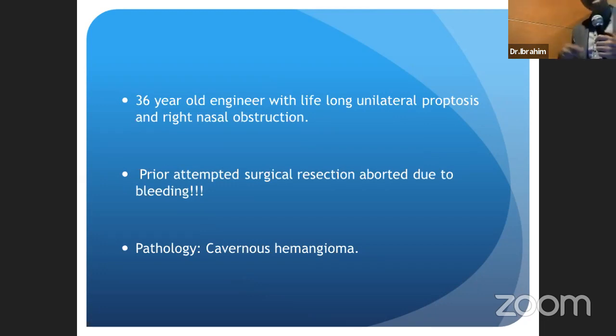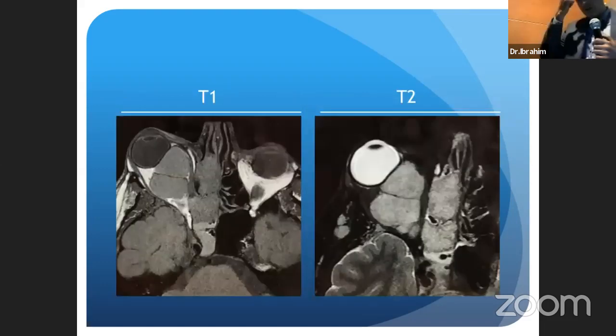He underwent an attempt at resection that was aborted due to the risk of bleeding. He lived for years after that, not knowing what to do, consulting people. Eventually he was referred to us for evaluation. So this is the MRI of the patient.